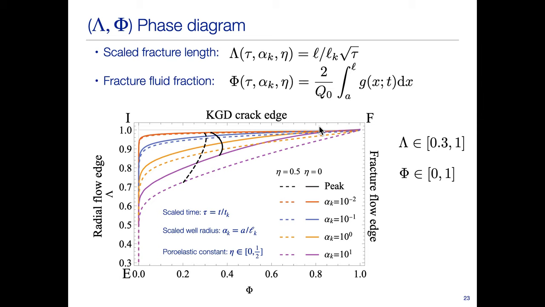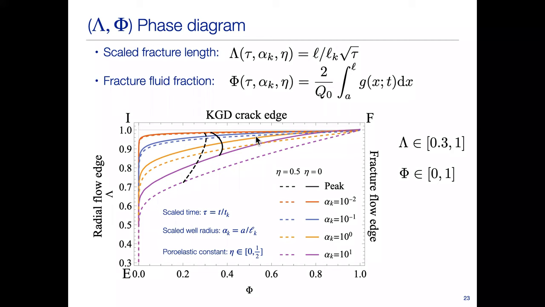And what you see, that's the last thing I want to say here, in that space, those lines tell you where the peak pressure is taking place. On the left of those lines, and we have dashed and continuous depending on the value of the porosity coefficient, the pressure would be increasing. On the right, the pressure would be decreasing.